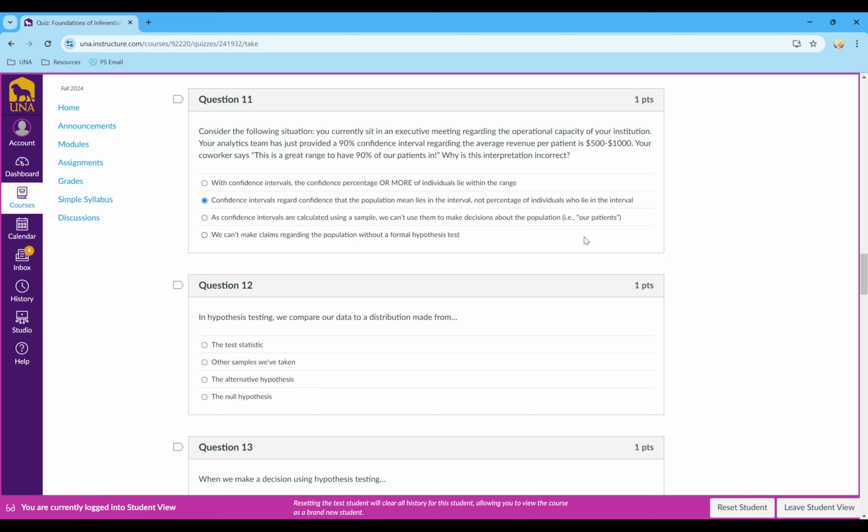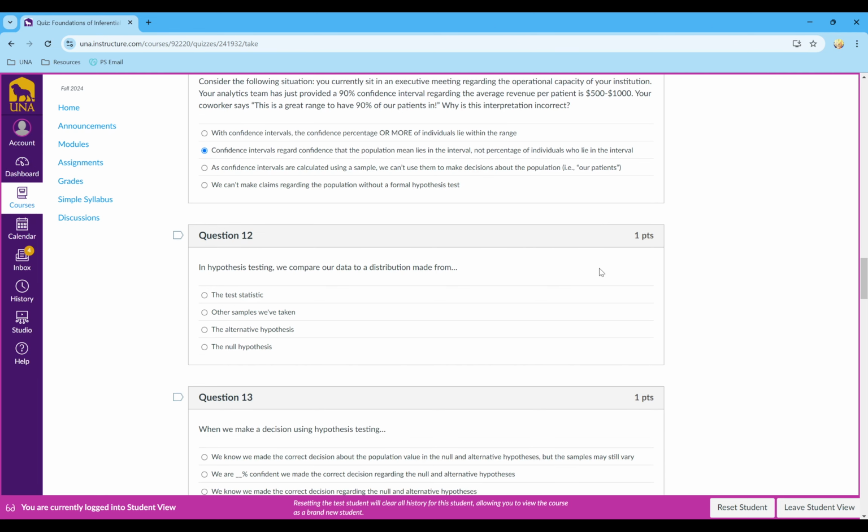So this is kind of the whole point of inferential statistics, is using a sample to make decisions about a population, while at the same time acknowledging the uncertainty inherent in that process. Can't make claims about the population without a formal hypothesis test. Well, that's an interesting thing. You can't make it without inferential statistics validly, but without a formal hypothesis test, well, confidence intervals make claims regarding the population mean. So hypothesis test is not the only way to make claims about a population mean.